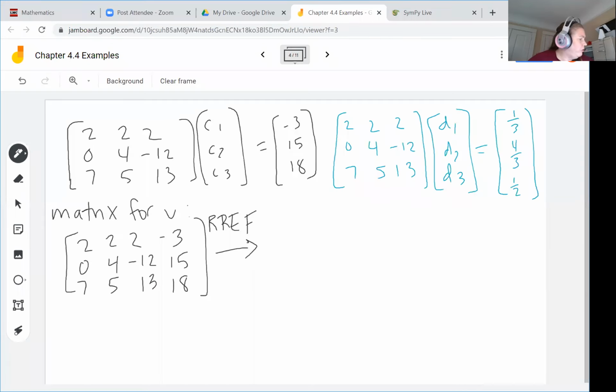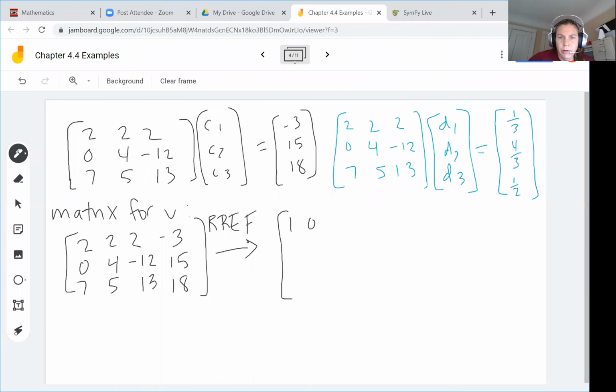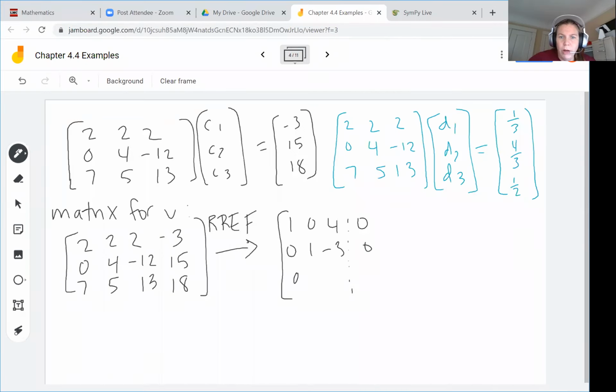Okay, so in reduced row echelon form, I now have 1, 0, 4, 0 in the first row. And you can put the little dashed line through here if you want, so that you think about that fourth column as the solutions. Then in the second row, I have 0, 1, negative 3, 0. And then in the last row, I've got 3 zeros and a 1 in the solution space.